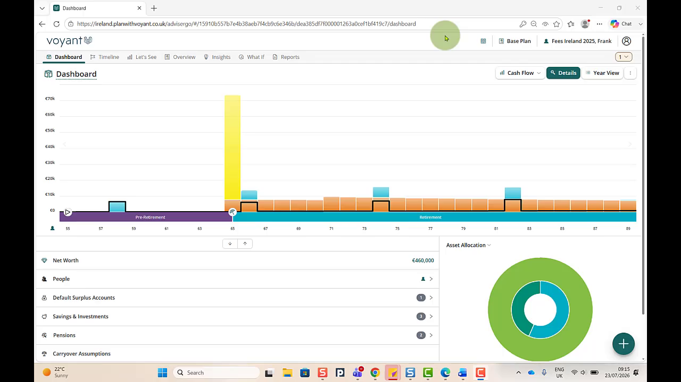At Voyant, we are always working to make financial plans as realistic as possible. We have improved how fees are modelled within the investment and retirement accounts. In the past, all fees have been grouped together and automatically deducted from investment growth.